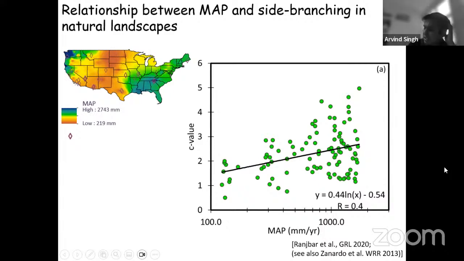Similar observations of the C value trend with climate have also been made in previous literature. For example, Zanardo et al. showed that the C value has a strong correlation with the climate aridity index, which is essentially the ratio of potential evaporation to precipitation. So here what we see is that with increasing mean annual precipitation, the C value increases, and that tells us that the degree of side branching within a network increases, or the channel network becomes more heterogeneous, with increasing mean annual precipitation.